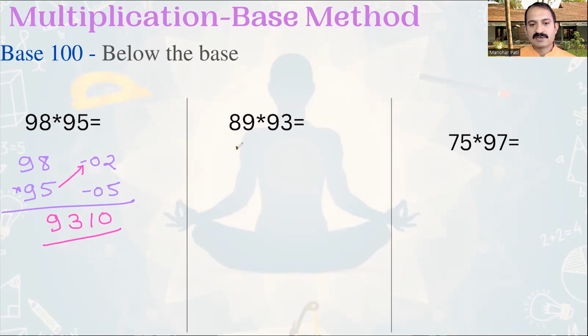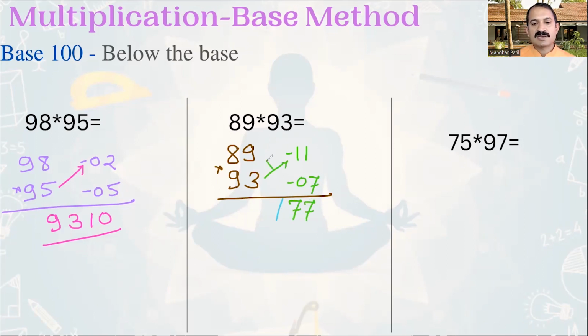So the next example is 89. Just write 89 into 93. On the right hand side you will get minus 11 and minus 7. Then there are two parts of the answer. First multiply 11 7s are 77, minus minus gets plus, and then 93 plus minus 11, that will become 82. So 82 77 is the final answer. You have to take care of the sign convention as well.